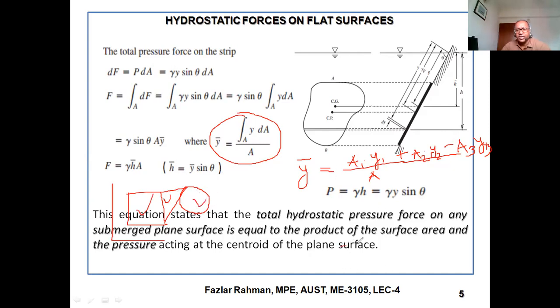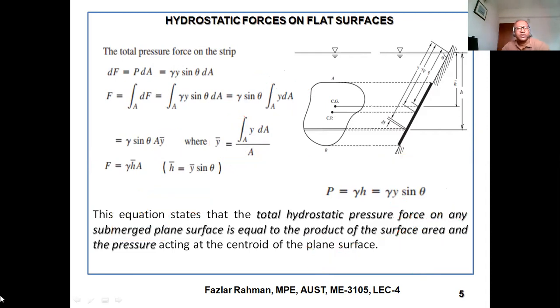Now I can express this another way: y bar, instead of summation, by integration, y dA divided by area. So I put that right over here. Now this integral of y dA equals y bar into area. So we put it over here: gamma sine theta into A y bar. A very simple thing. So now you see this is our total pressure force. Now I can express it in terms of vertical height: y bar into sine theta equals h bar. So the formula is F equals gamma h bar A.